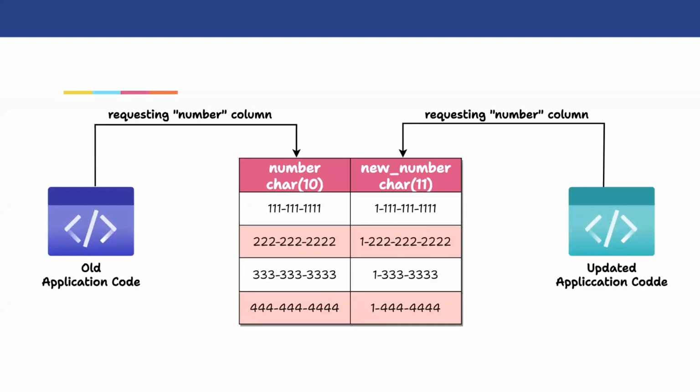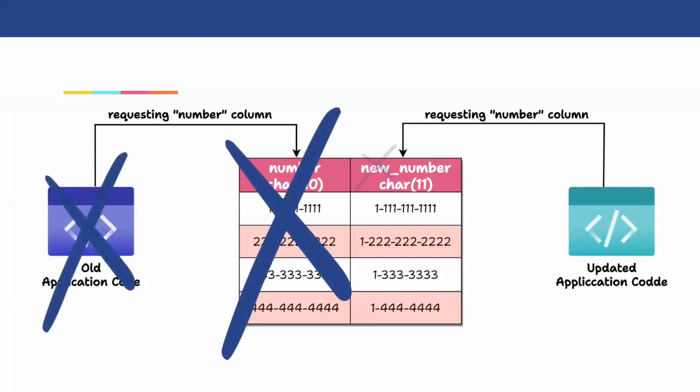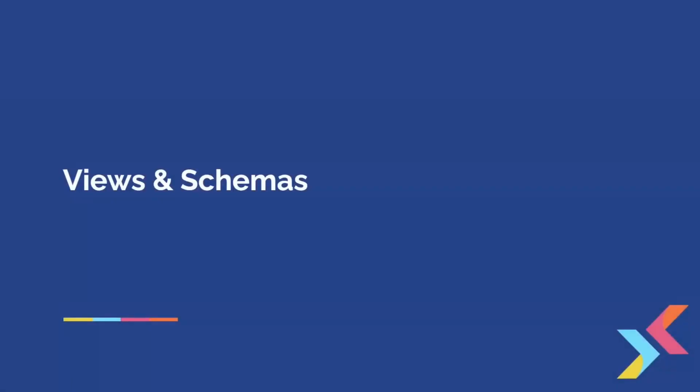Remember, the ultimate goal at the end of this process is that we can eventually drop this old column, withdraw the old application code, and just to clean up everything nicely, rename the new column to just be number. How are we going to do that? We're going to do it by using Postgres views and schemas.